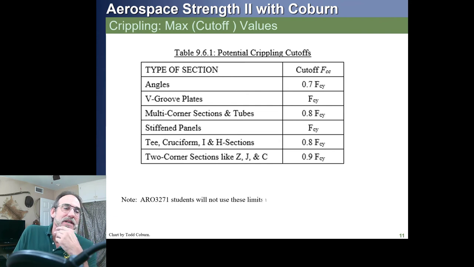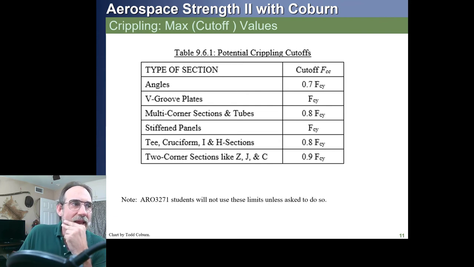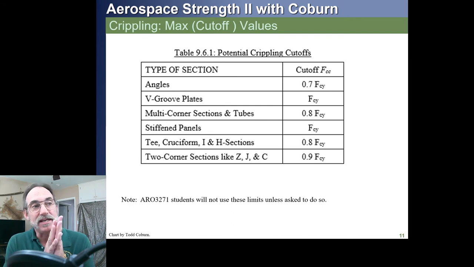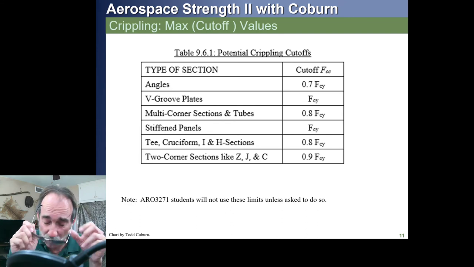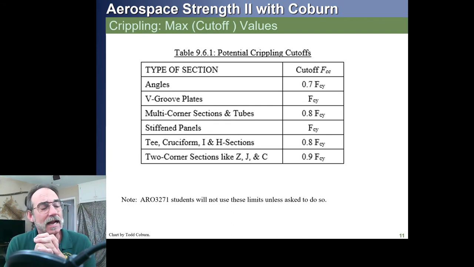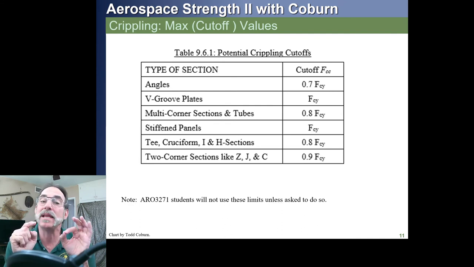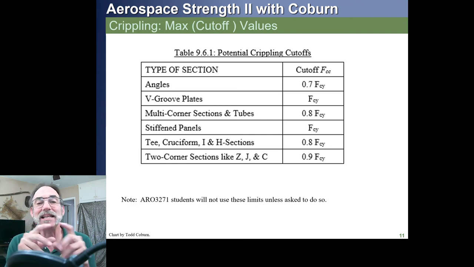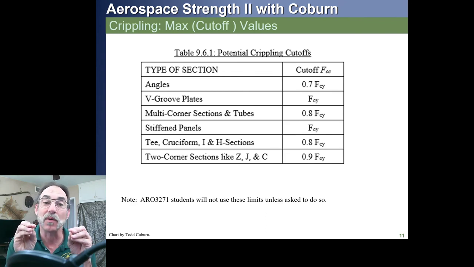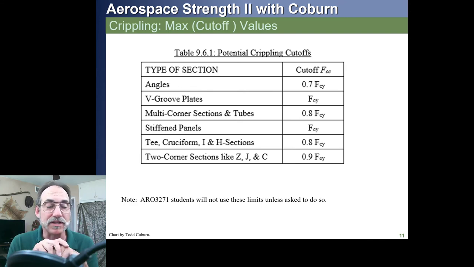This is a list of potential cutoffs. Bruhn estimates these. He suggests that we should cut off FCC at either FCY or at some fraction of that. I'm actually not sure where he got this idea. I think this is out of one of Girard or Becker's papers. I need to look into that further. But basically what he proposes is don't let your FCC get too high. Now, I actually kind of disagree with this approach because it's a little too simple and it's a little too conservative for someone that wants to design efficient aircraft that really do the best job of meeting requirements.